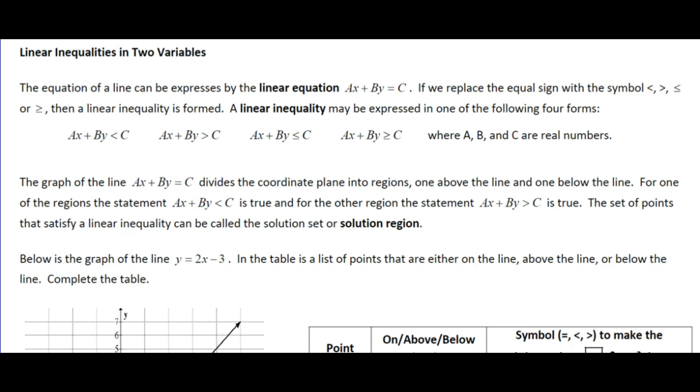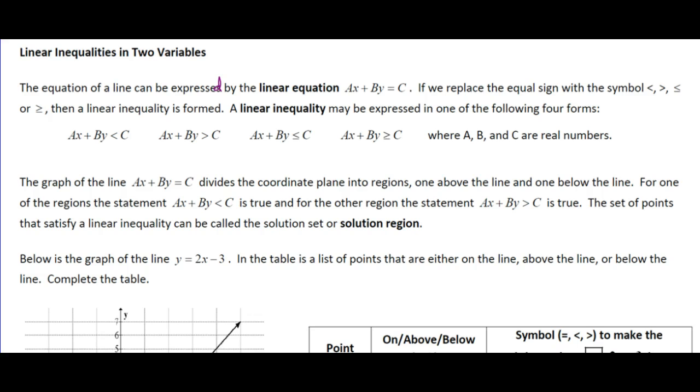Now, I was just drawing a line, right? So what is this linear inequality? The equation of a line can be expressed by the linear equation ax plus by equals c. If we replace the equal sign with the symbol less than, greater than, less than or equal to, or greater than or equal to, then a linear inequality is formed.